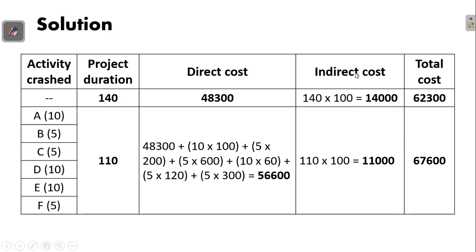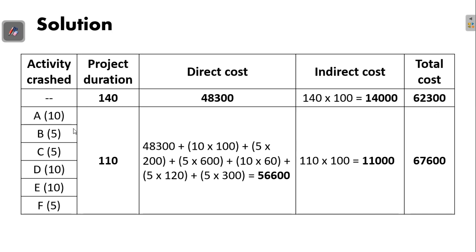And we have indirect cost. In the question, we were told that the daily indirect cost is 100. So every day, when you are performing the operations, there is an indirect cost of 100. So for the original project, before starting crashing, we take 140 days multiplied by this indirect cost for every day of the operation. So we have this indirect cost for the normal project duration, which is 140 days. And we add the direct and indirect costs, and the total project cost before crashing was 62,300.